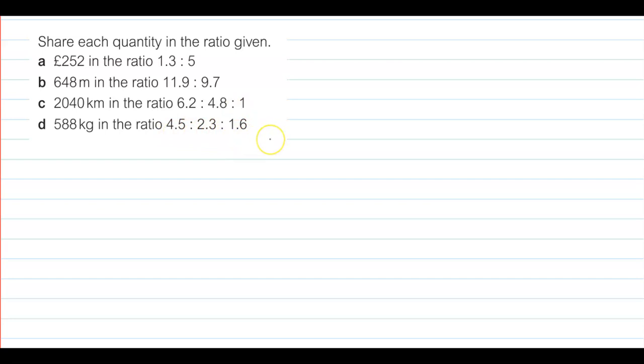So what new thing can we see here? We can see there is a decimal in the parts. These are the parts, 1.3:5. So let's do A part first. You need to divide 252 into two parts here. One part is 1.3 and the other part is 5.